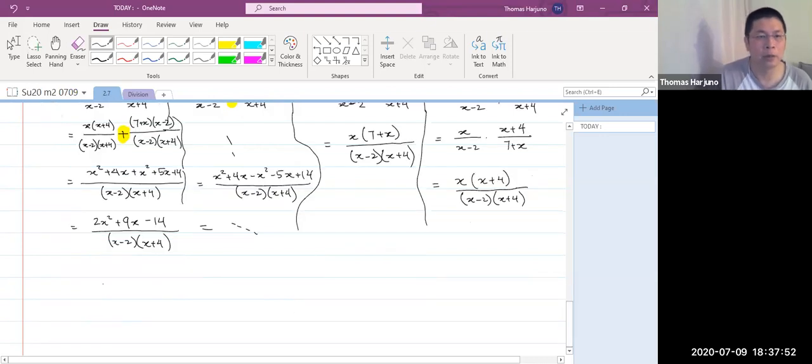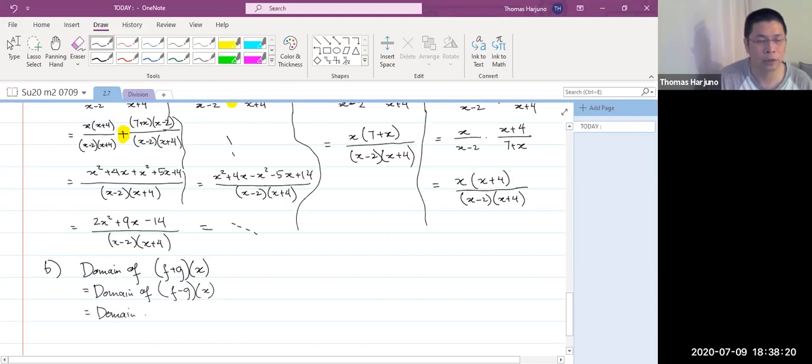Now part B, how about the domain? The domain of the sum f plus g of x is equal to the domain of the subtraction of these two functions, and those two are equal to the domain of the product of those two functions. And we can actually just do it visually.